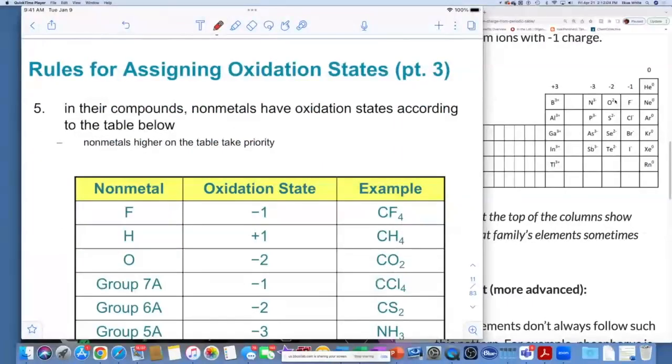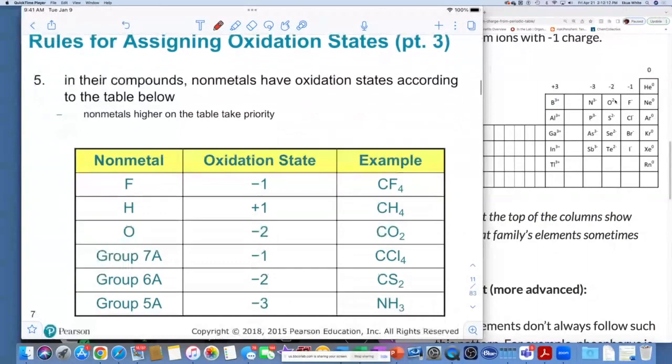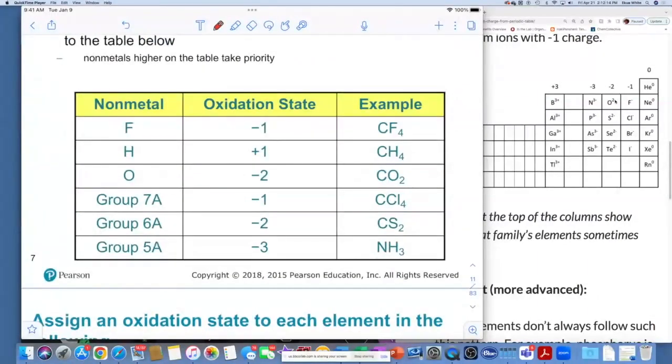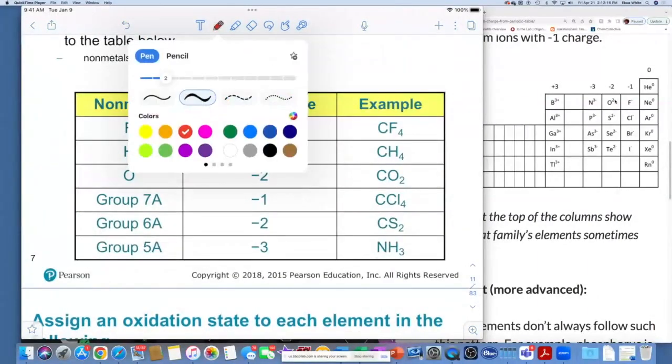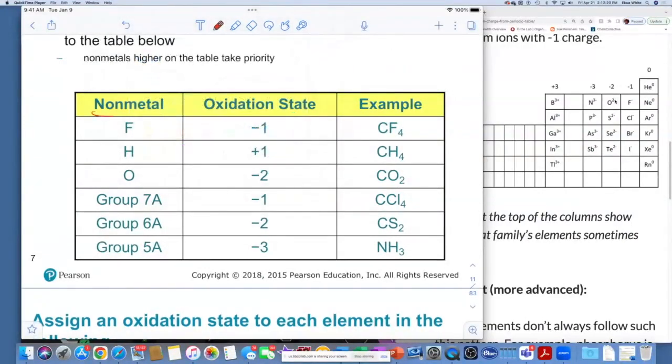We're going to be reviewing rules for assigning oxidation states in these compounds right here. But I'll do it for both elements, not just some. Over here they assign oxidation states for the nonmetals, but I'm like, what if there's two? So we're reviewing the rules. Let me see, can I copy this? Copy.